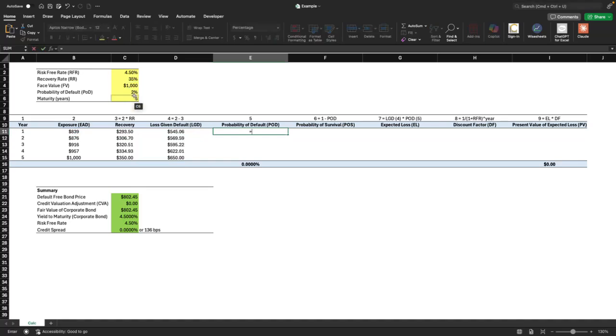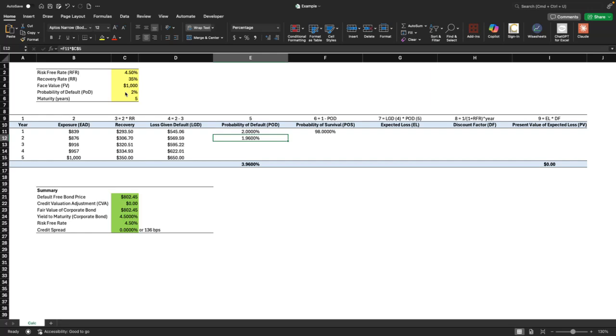But for the first year, your probability of default is going to stay at 2%, and your probability of survival is going to stay at 1 minus 2%, which is 98%. But for the second year, because you have survived in the first year, your probability of default is going to be probability of survival, which is 98%, times 2%. So you'll see it reduces to 1.96%.